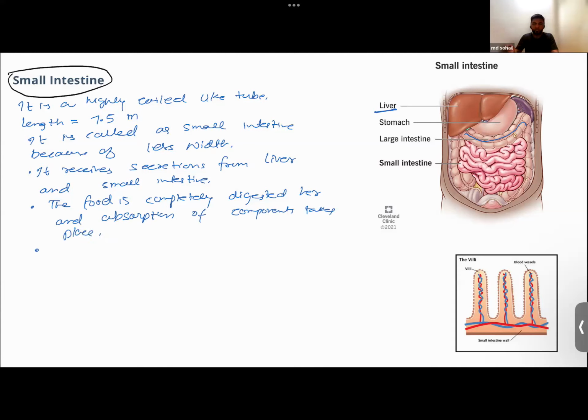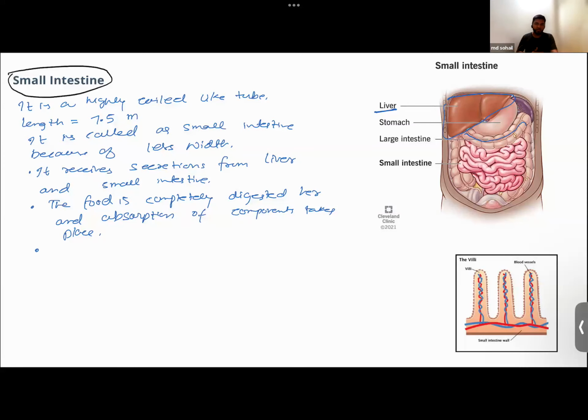Right. Now, the largest gland of the body is the liver. If you see in the figure, it's a reddish brown colored gland. See the color of it, it looks reddish brown. It is situated in the upper part of the abdomen on the right side.